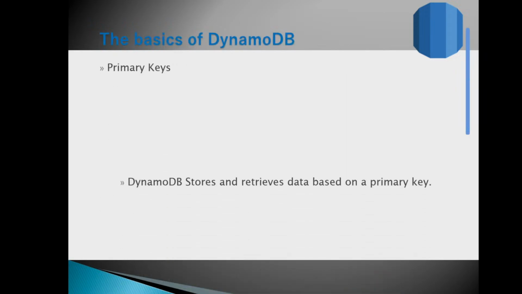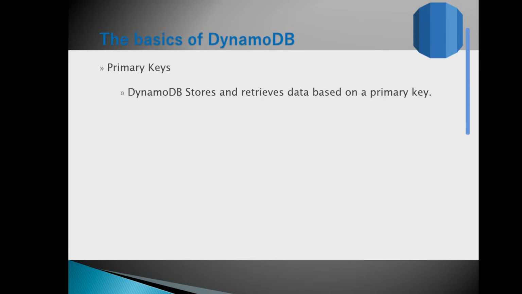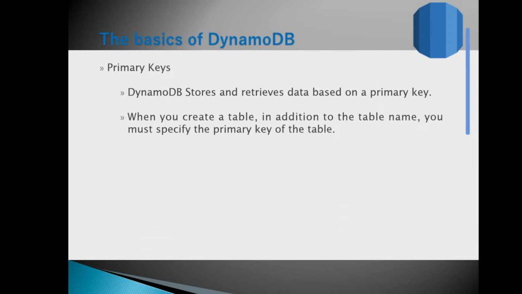Now, this is important, the primary key. When we talk about the primary key, it should be a unique value in your item, in your record. So DynamoDB requires one primary key. DynamoDB stores and retrieves data on the basis of the primary key. And why is the primary key important? When you search your record, you will search on the basis of the primary key, on the basis of a unique number.